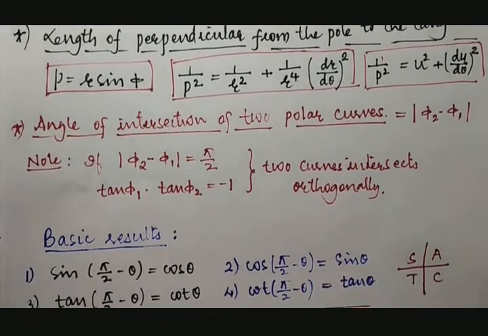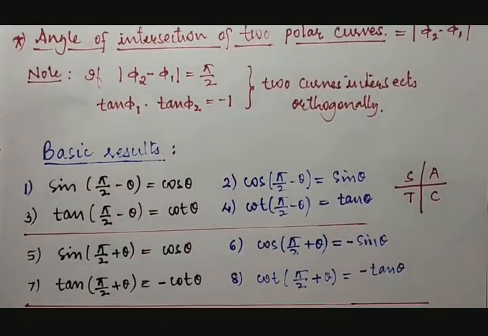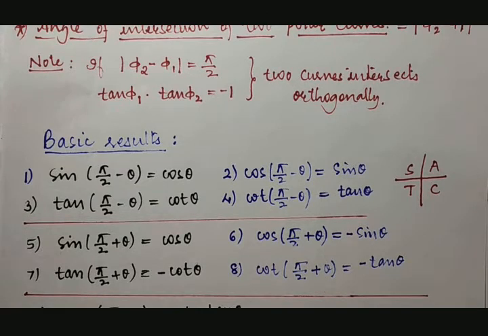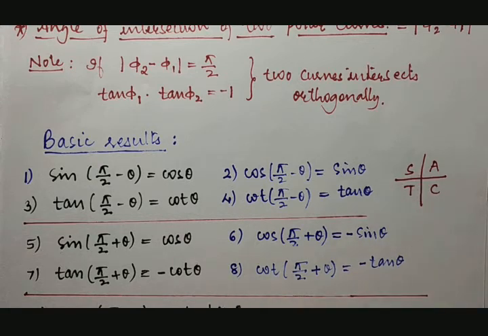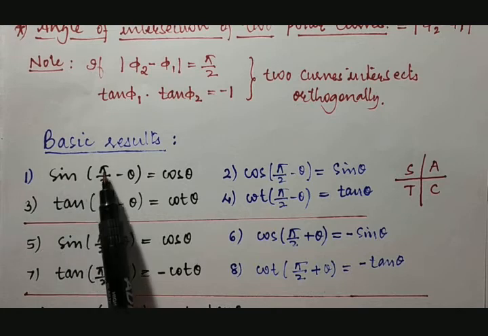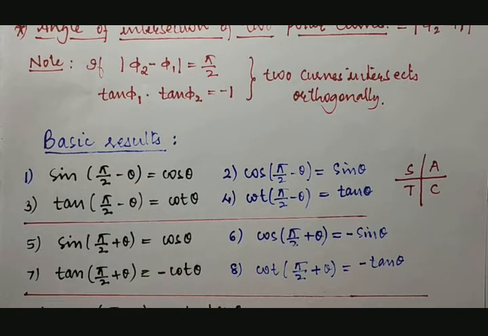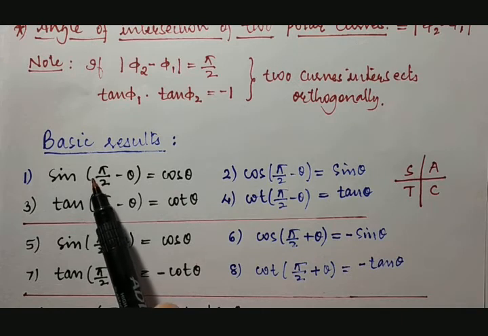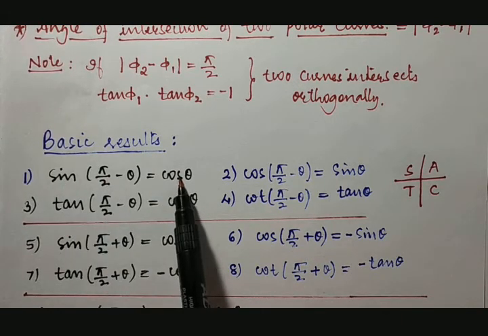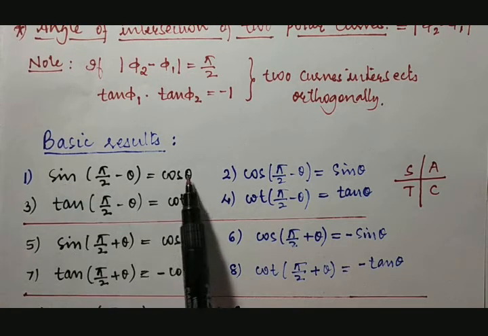So to solve these examples, we need basic results. These are all results which you have studied in previous classes only in PUC as per ASTC rule in allied angles. So what is that? Sine of 90 minus theta is equal to cos theta. Okay, what happens? Sine 90 means odd number of 90. If it is there, the trigonometric ratio will change to cotrigonometric. Okay, so it becomes cos theta.